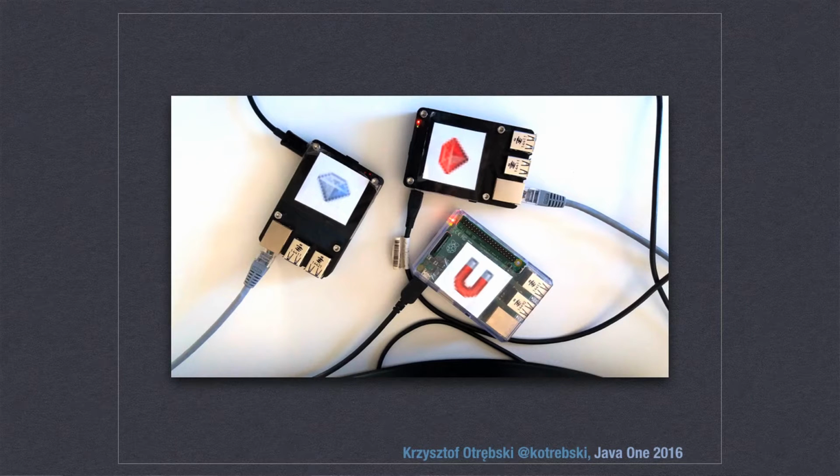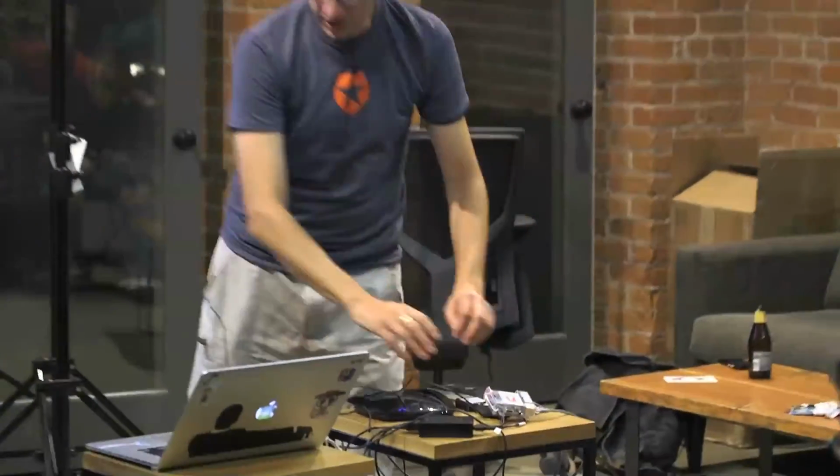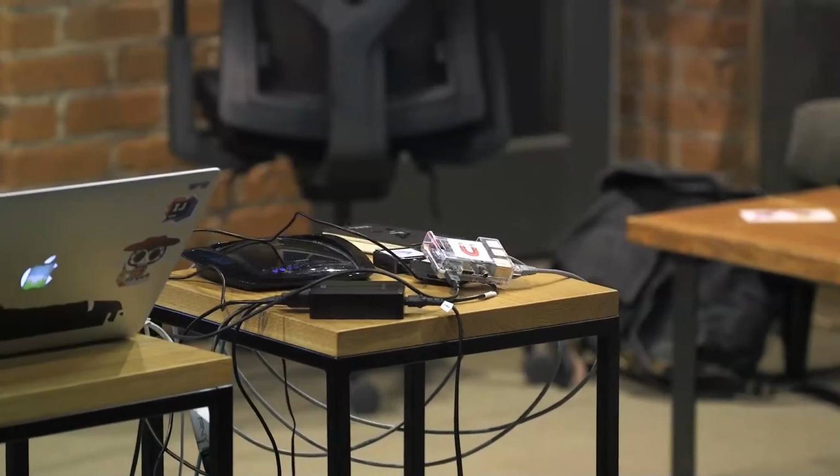OK, so this is my cluster, if you are able to see it. I have 3 Raspberry Pis here. And as you can see, they have icons: the magnet, ruby, and diamond. This is important because we'll be able to match what is on the screen with a piece of hardware.